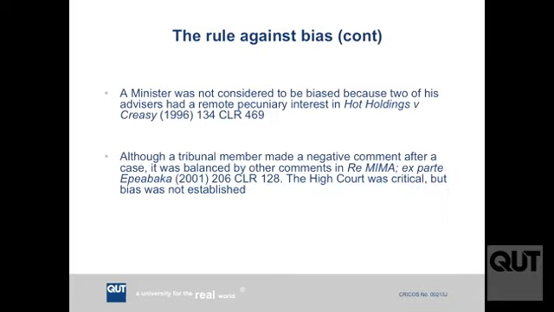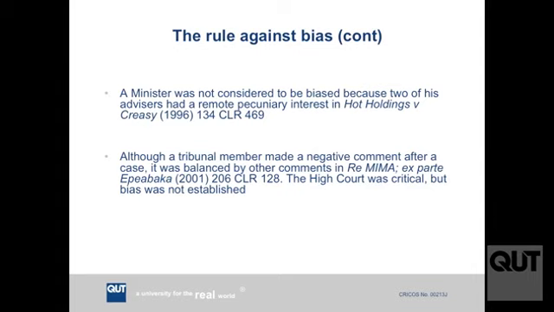A couple of other cases involving ministers are Hot Holdings and Epiabaka. The case of Hot Holdings and Creasy concerned a situation in which two people who prepared a report and advised the decision maker had a pecuniary or financial interest in the outcome. Two departmental officers had shares in a company that had options to purchase shares in a mining company that was going to be granted a mining lease. The question was whether the minister was vicariously liable because two of his advisors had a remote pecuniary interest in the outcome of the decision.